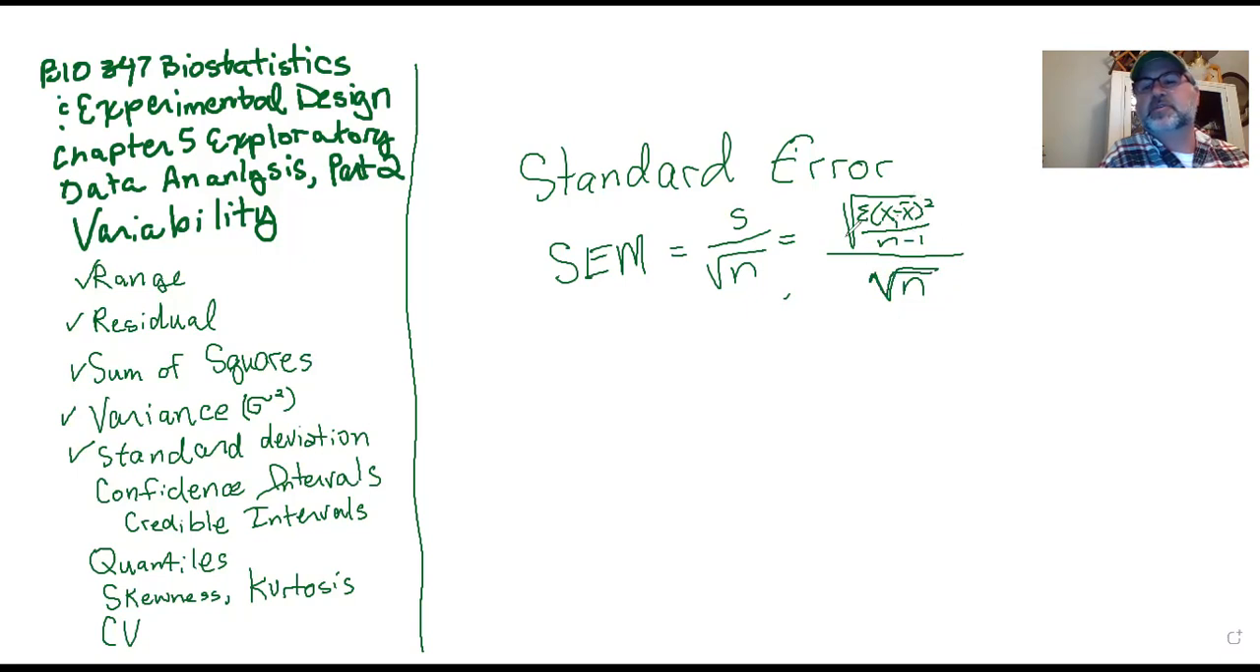So this number, for any particular data set, will be fixed, because every time you add something here, you're adding below. When you look at the error, that happens, but then you're dividing again by the square root of n. So typically what happens is as you get larger and larger samples, your standard error gets smaller and smaller and smaller. But anyway, typically the standard error is smaller than the standard deviation.